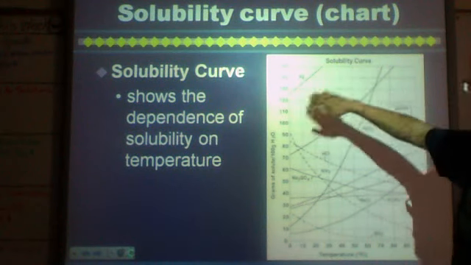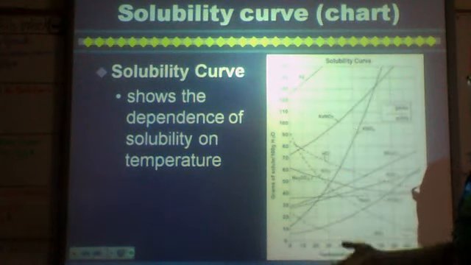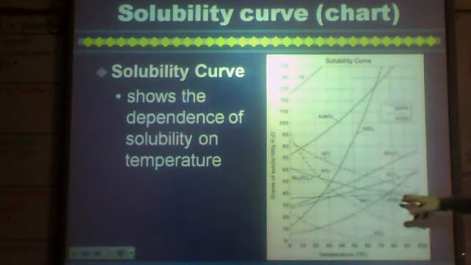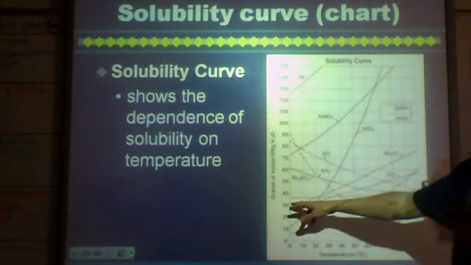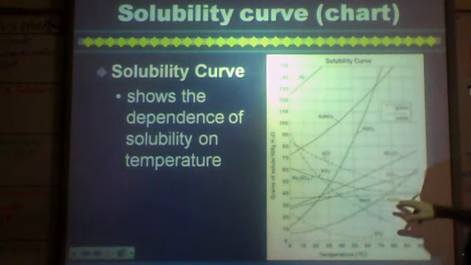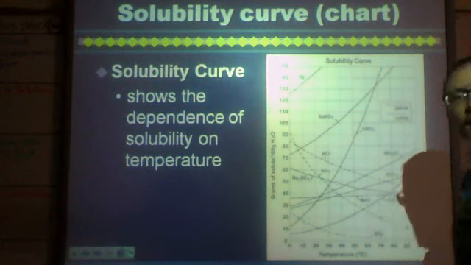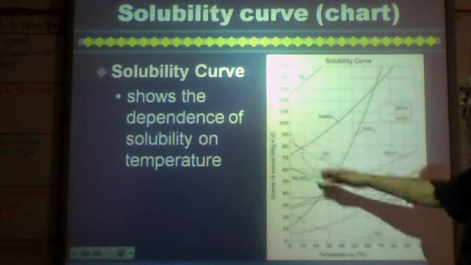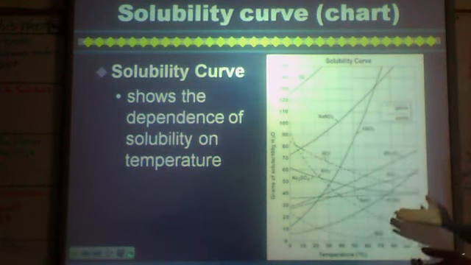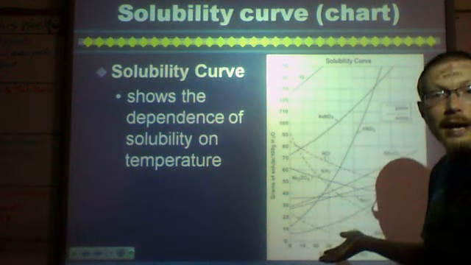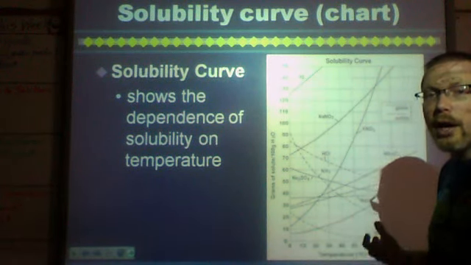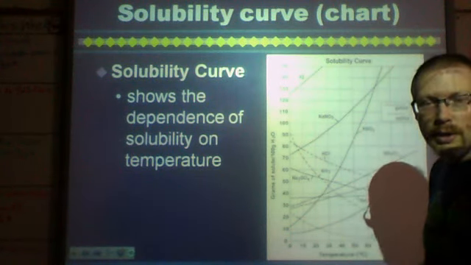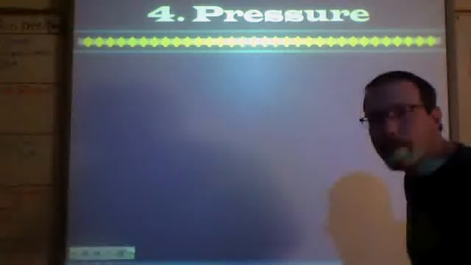Now some have very steep curves, which means you turn the temperature up just a little bit and they're going to dissolve much, much better. Some have very, very shallow curves, like this sodium chloride line right here, which means that its solubility isn't going to change very much at all depending on the temperature of the water. You also see some of these are curving down to the right instead of up. All of these substances curving down to the right, well, most of them anyway, are gases. And you'll find in just a minute that increasing the temperature of a solvent, if you've got a gas dissolved in it, will actually decrease its solubility. And like I said, we'll get to that here in just a moment.